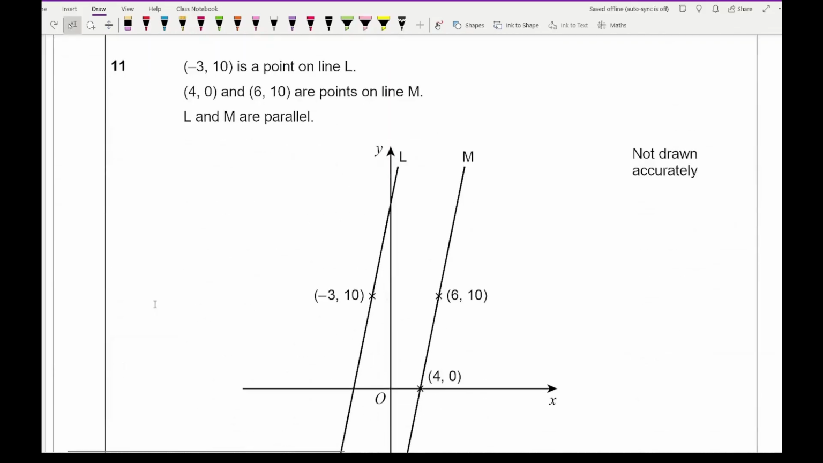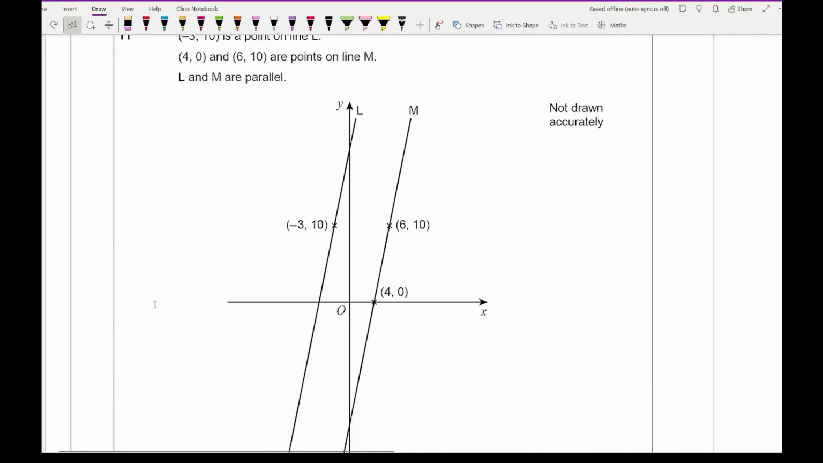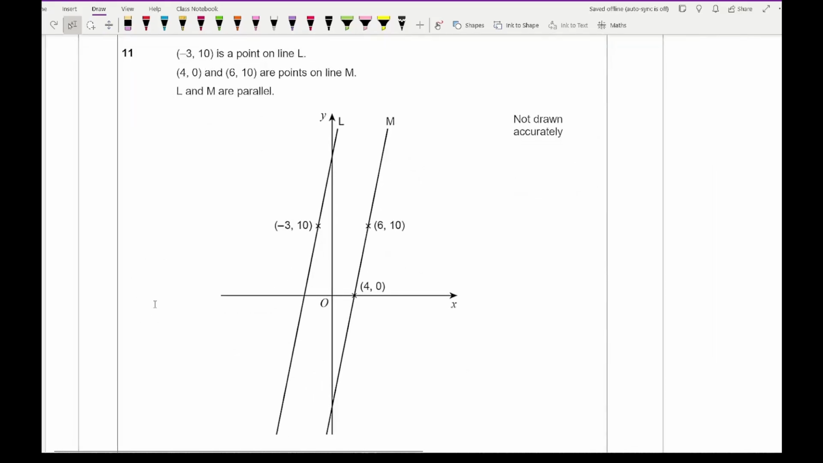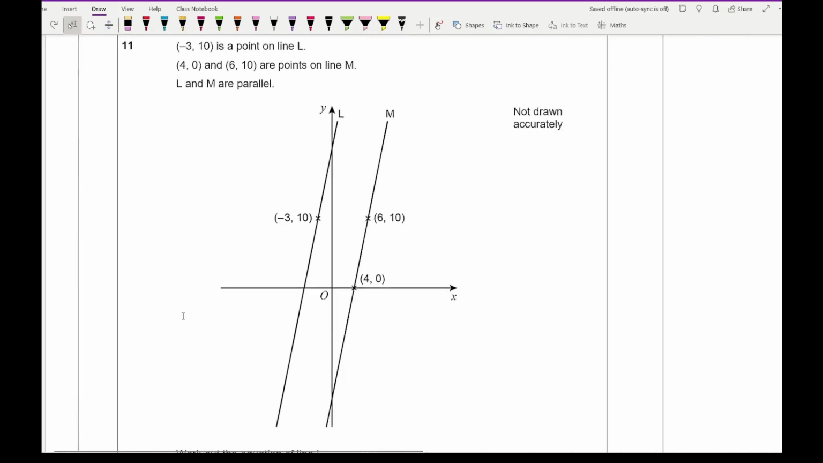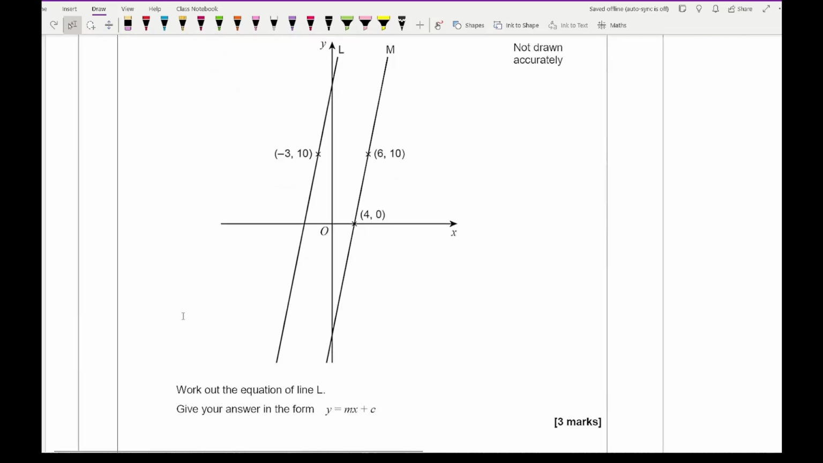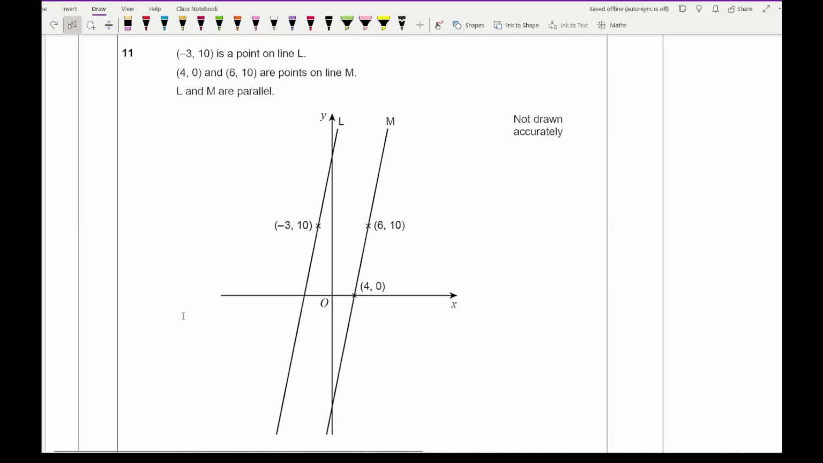Moving on to question 11, and let me just zoom out so we can actually see this question. It says that minus 3, 10 is a point on line L, 4, 0 and 6, 10 are points on line M. L and M are parallel, and the question is asking us to work out the equation of L, giving our answer in the form y equals mx plus c. The first thing to do is work out the gradient of M. The gradient of M equals the gradient of L because they're parallel.